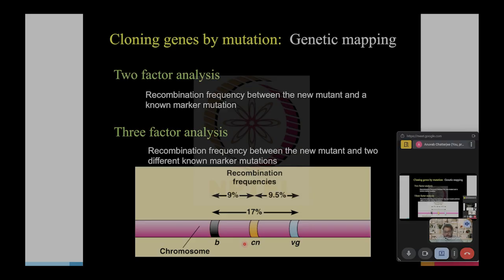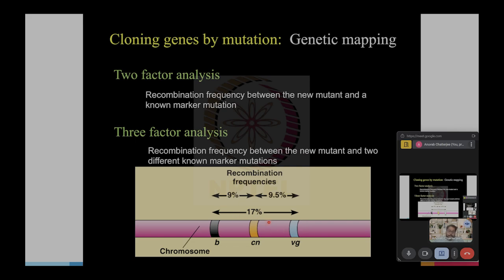You will figure out that if you get something like this where CN is somewhat like the distance between the two, the CN mutation lies between black and vestigial or any other markers that you are using, then you know that this is the stretch where I have to look for my mutation.